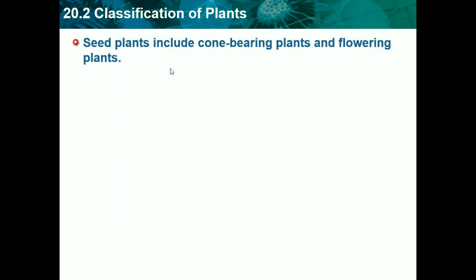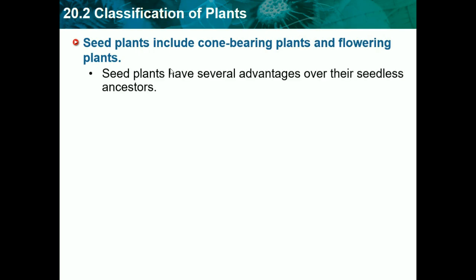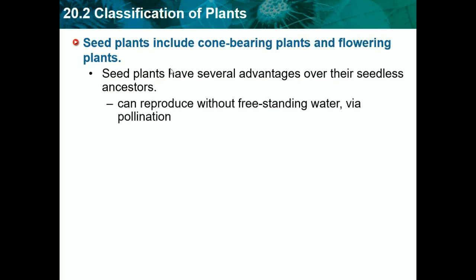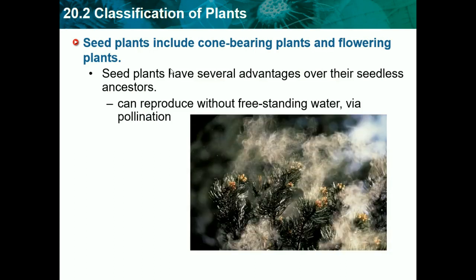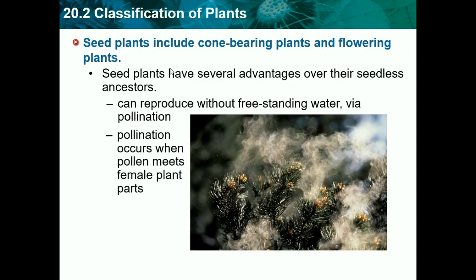Seed plants include cone-bearing plants and flowering plants. Seed plants have several advantages over their seedless ancestors. They can reproduce without freestanding water via pollination. So plants with seeds pollinate and don't need freestanding water. But other plants that don't have pollen do need freestanding water, like plants underwater, which don't have pollen.